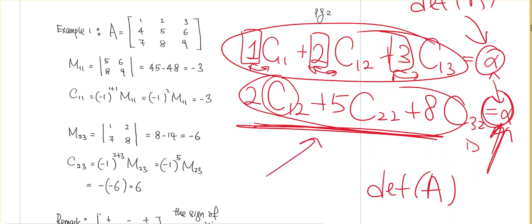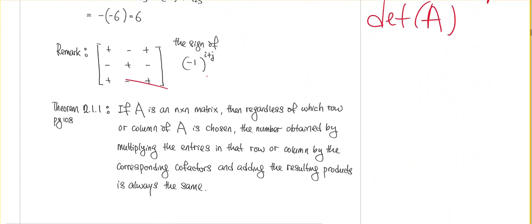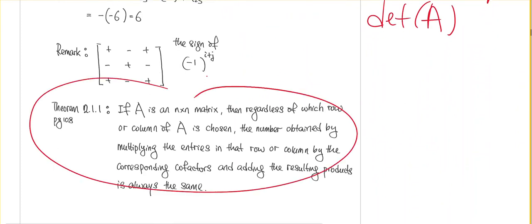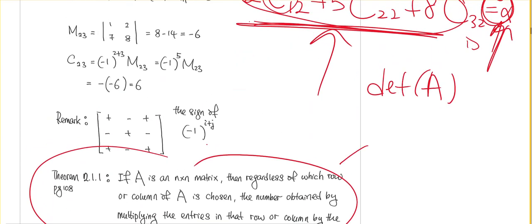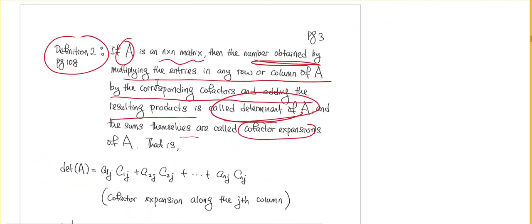It's an expansion of something, right? You take something plus something, something plus something, so it's an expansion, and that expansion is called the cofactor expansion. The theorem guarantees that no matter which row or column you start with, you're going to get the same answer, which means you're going to get the same determinant. The determinant is well defined.